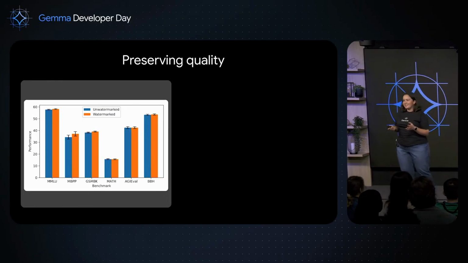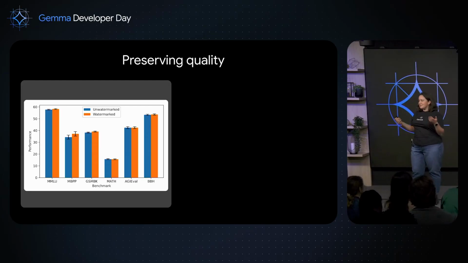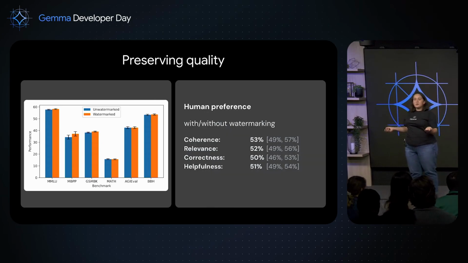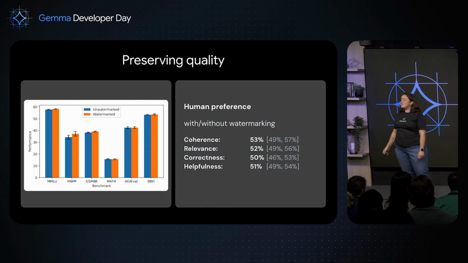As I said previously, it is really important not to degrade the quality. And we show this theoretically and empirically in multiple ways. First, we looked at the standard benchmarks, and we found that there was no significant difference between a watermarked and unwatermarked model in their performance. Second, we asked people if they preferred the watermarked or unwatermarked response, and we found that there was no difference in their preference.